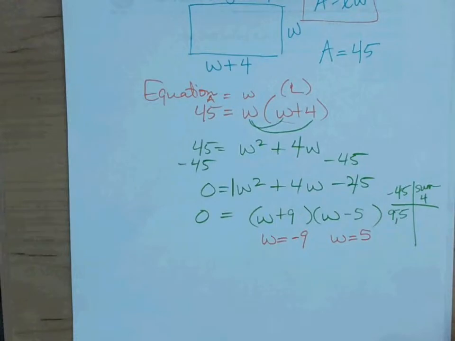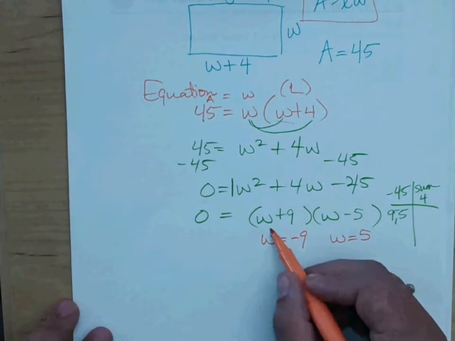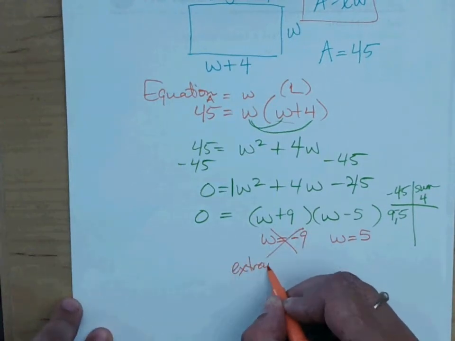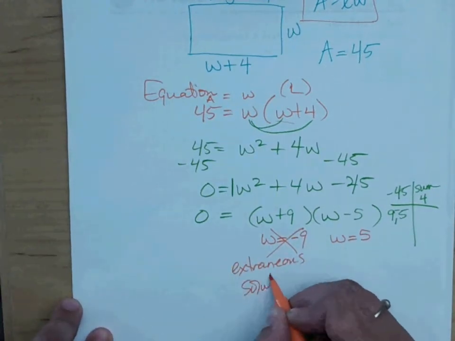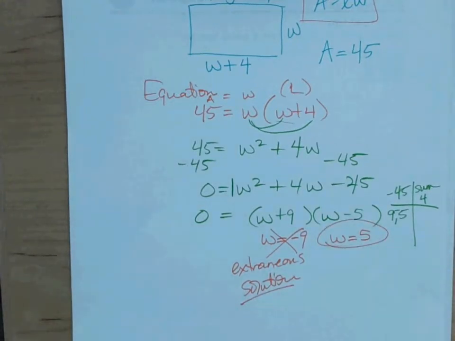Can I have a rectangle that has a width of negative 9? Have you ever drawn a rectangle that has a negative width? No. Could it have 0 width? If it had 0 width, what would it be? Not a rectangle, right? If it can't even have a 0 width, it can't have a negative 9 width. So what we call this is an extraneous solution. It's a solution to the equation, but it doesn't make any sense in the context.